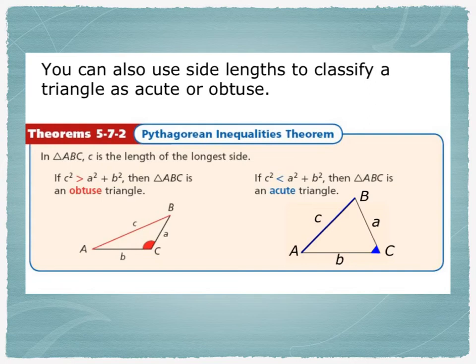We can also use the side lengths of a triangle to classify the triangle as acute or obtuse. So if a squared plus b squared is equal to c squared, it's going to be a right triangle. If a squared plus b squared is less than c squared, it's going to be obtuse. And if c squared is less than a squared plus b squared, then it's going to be an acute triangle. So for this, it's important to focus on which way the inequality is facing.